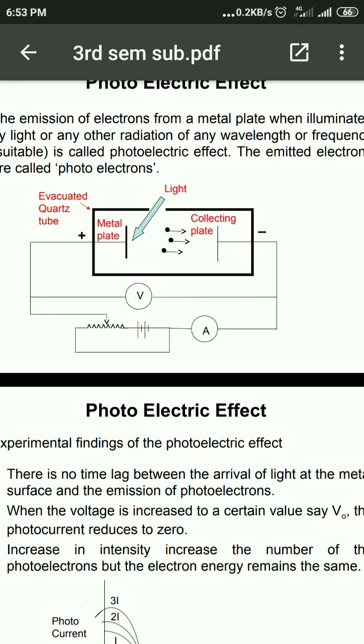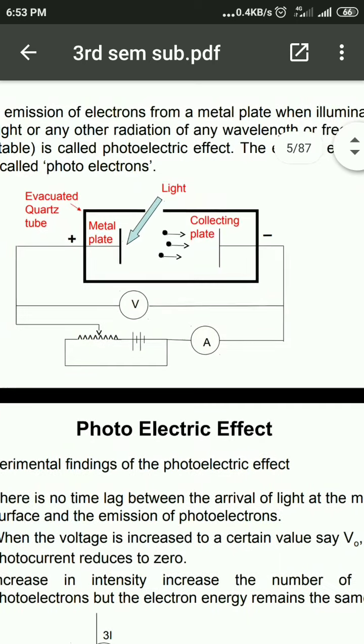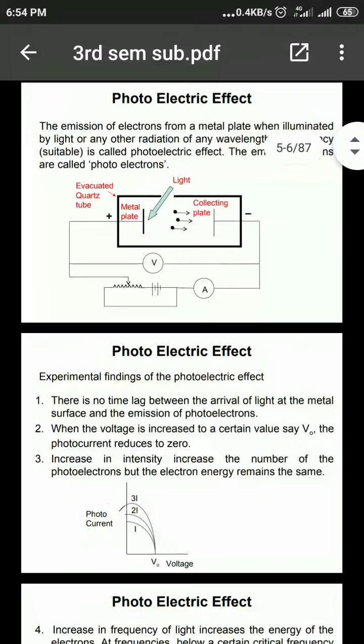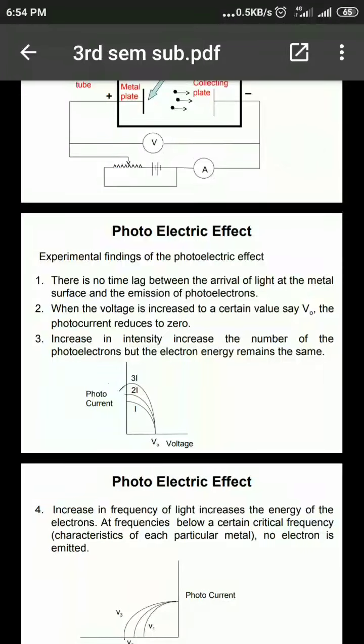That means it is the potential, and this is the energy. The stopping potential is the energy required not to emit the electrons from the metal surface, and it should not get any kinetic energy. That means current should be zero. So this stopping potential should be equal to the kinetic energy achieved by the electrons, so that it gets cancelled and there is no kinetic energy for the photoelectrons. It will get zero current. So these are the experimental findings in this experiment.